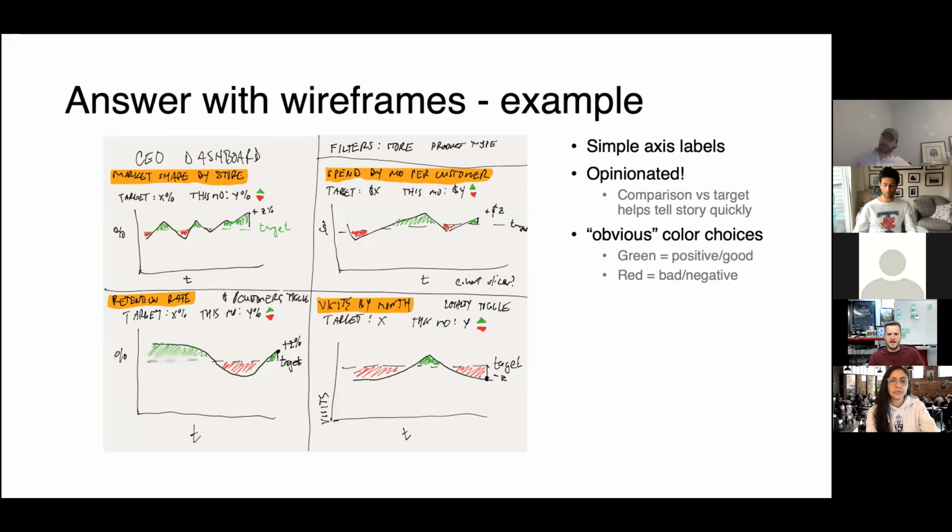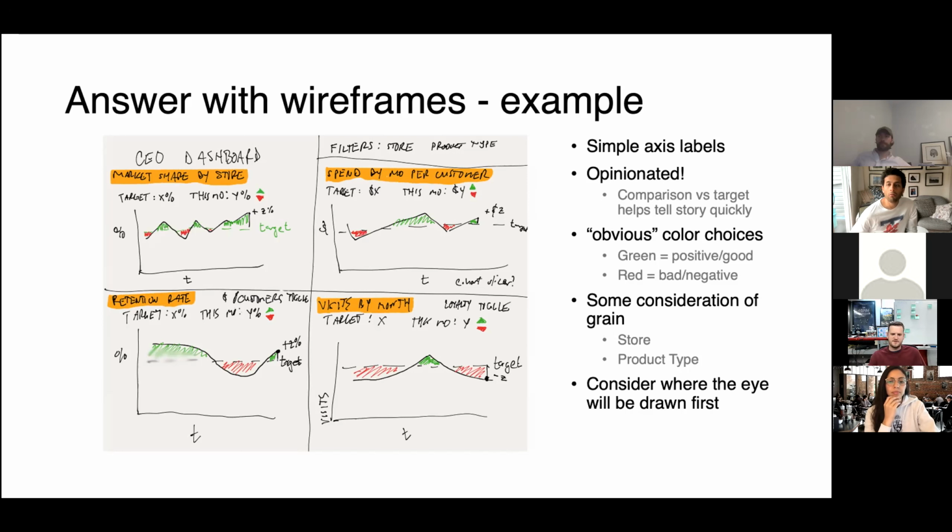I have some consideration here for grain, right? I'm thinking about, in the upper right of that little sketch, store and product type. I want to slice it by those dimensions. And then lastly, consider where the eye will get drawn first, right? Because we read from left to right, top down. I'm going to put the most important dashboard in the top left, which is where market share is sitting, right? That's the number one they care about. Out of the total market, how much am I taking, right?